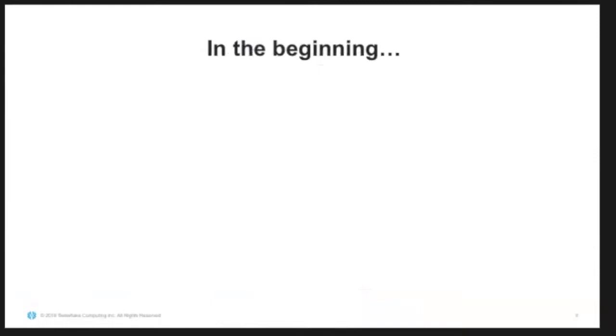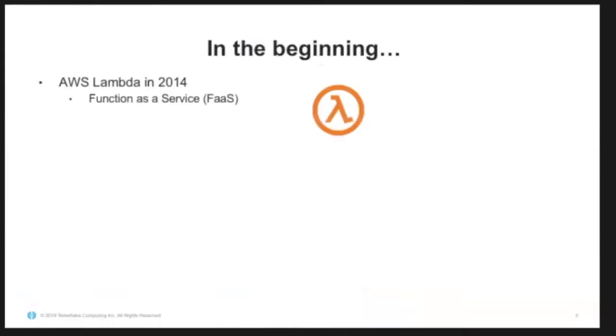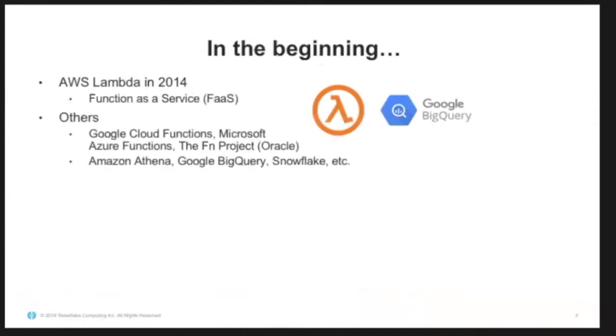All right, so in the beginning, as I mentioned, AWS Lambda was the first serverless application or platform out there back in 2014. And then some others came along. So Google Cloud Functions, Microsoft Azure Functions, those are both just similar to Lambda. The FN project is something new out of Oracle that's been sort of developed on the side, it's open source, and they're doing a ton of sessions this week, I noticed.